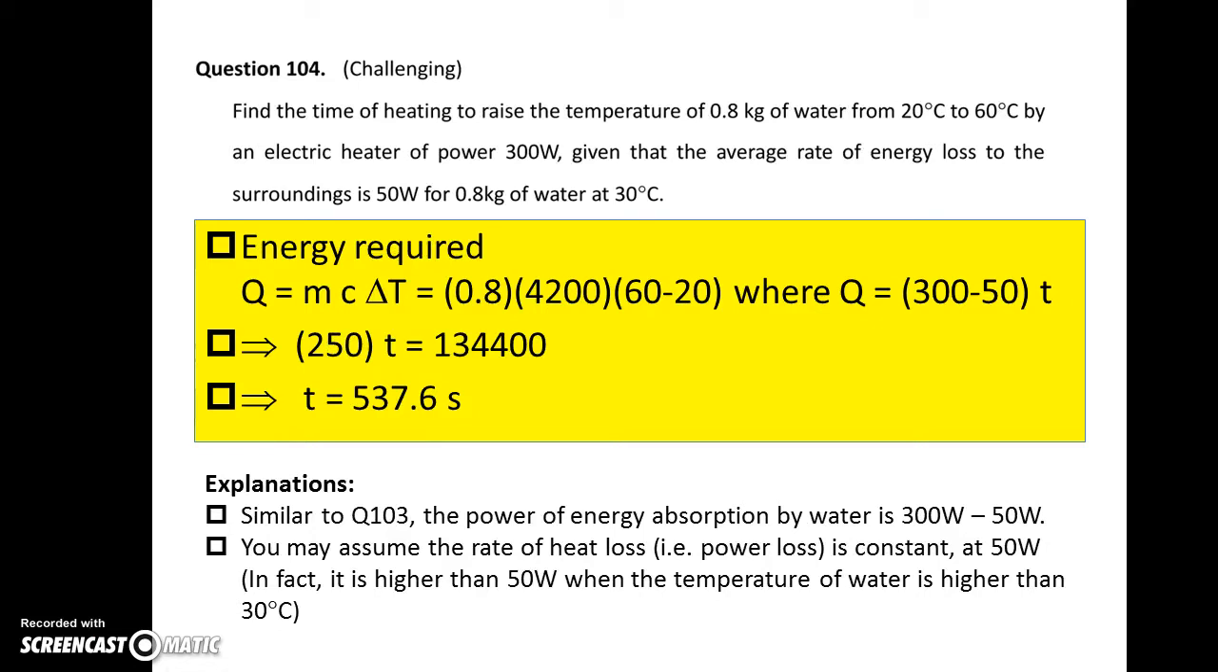Question 104. Again, you have to calculate the time of heating, and that is 0.8 kilogram of water to rise a temperature of 40 degrees Celsius. The power of the heater is 300 watts, but the energy is losing at a rate of 50 watts. So, you have to calculate the power absorbed by the water, which is 250 watts. In this way, you may set up the equation, and then you may find the time of heating.